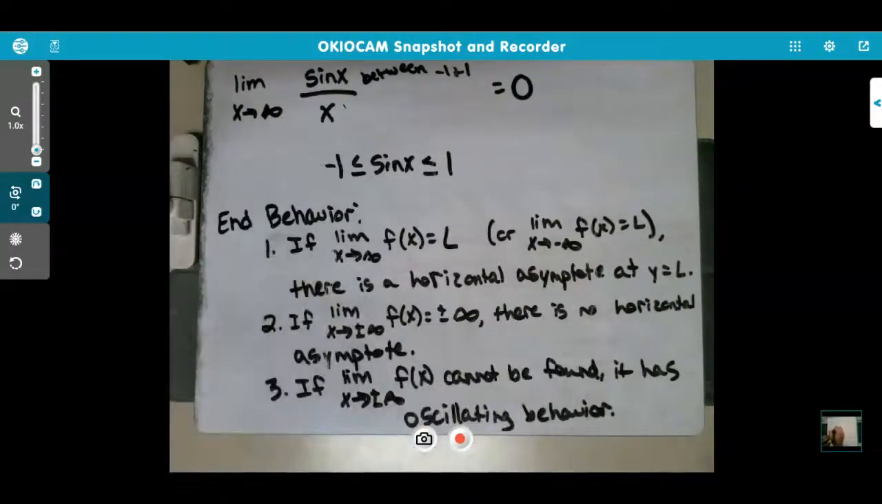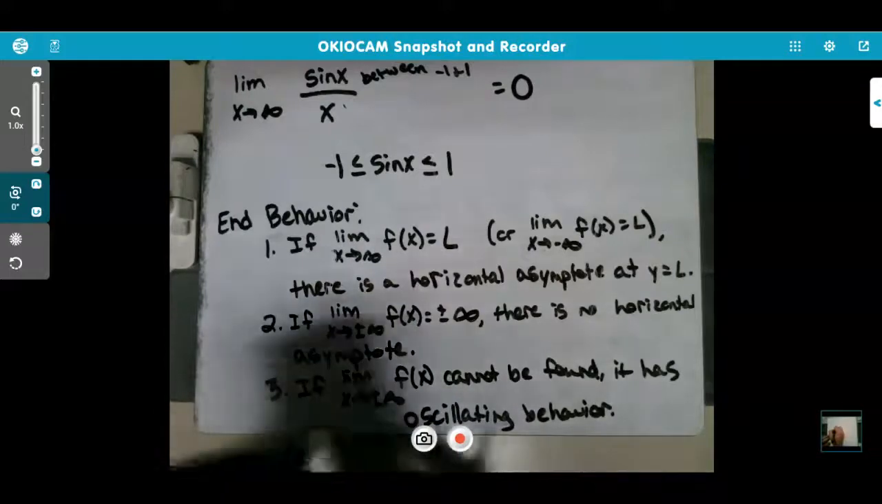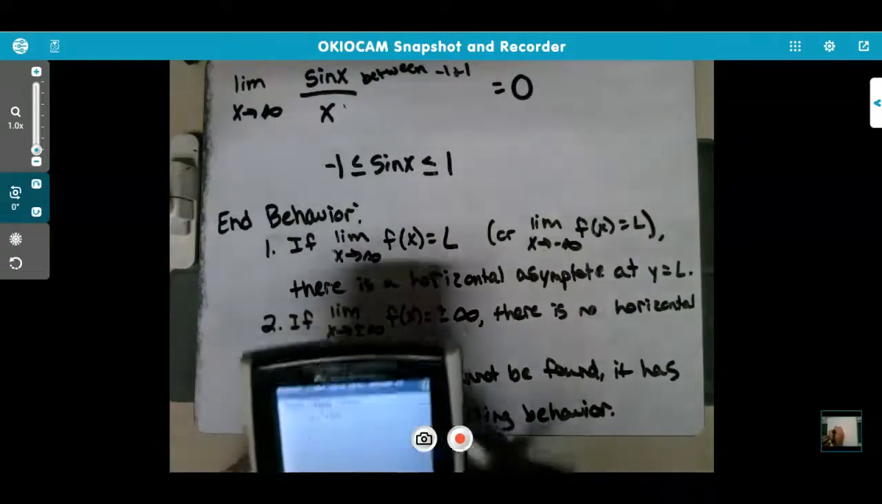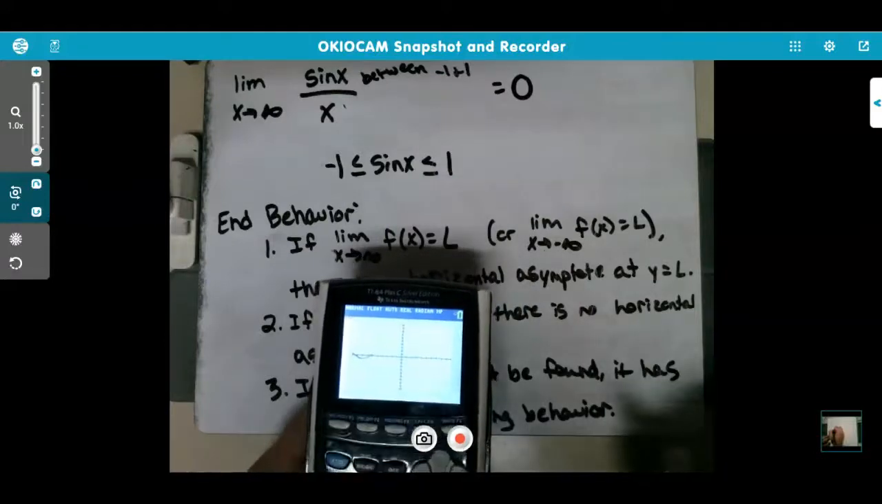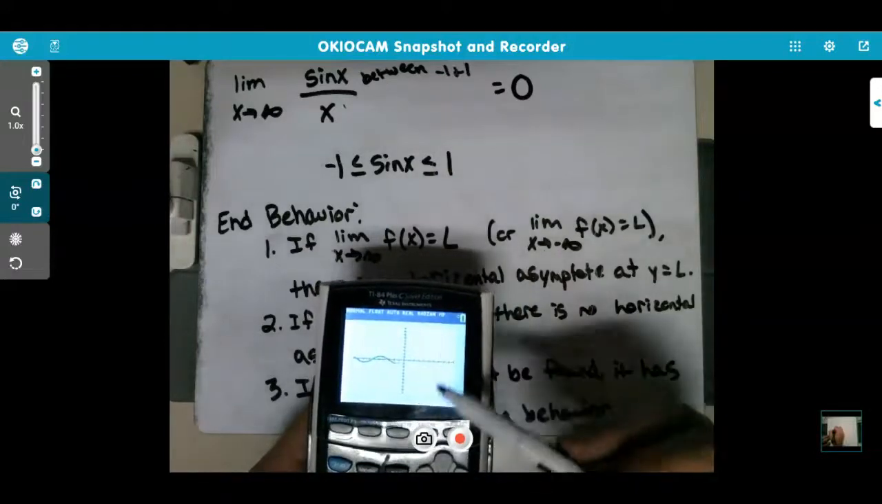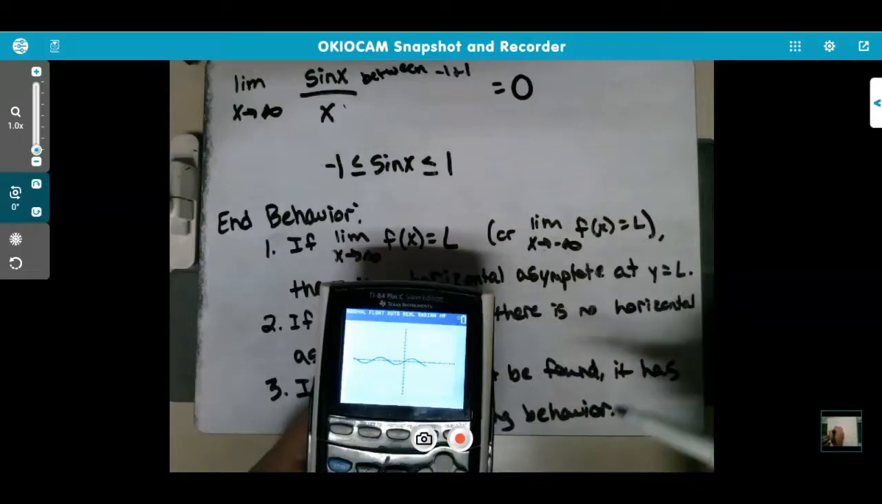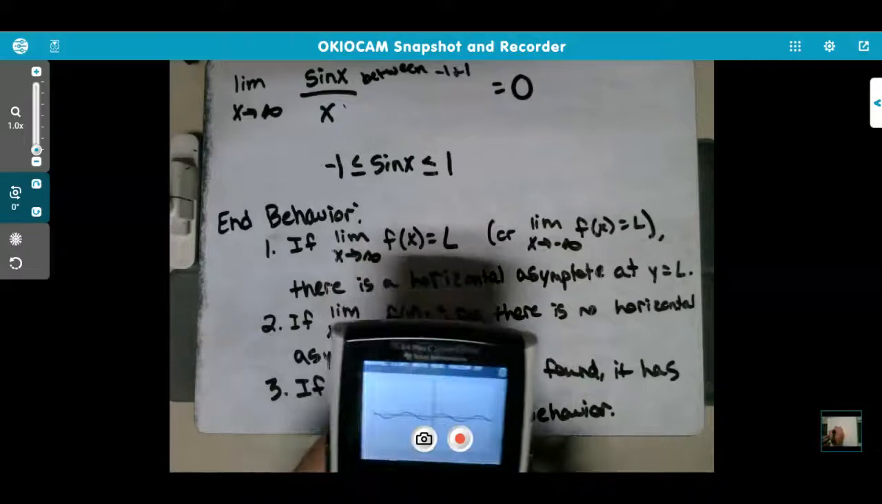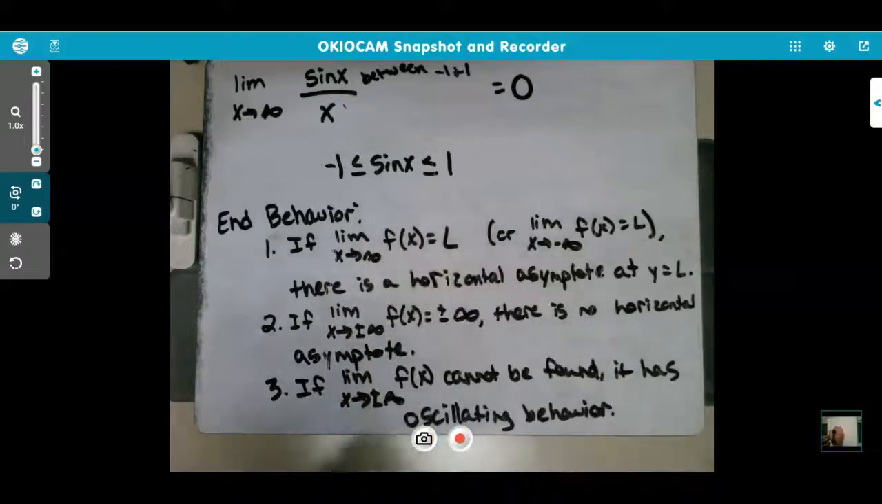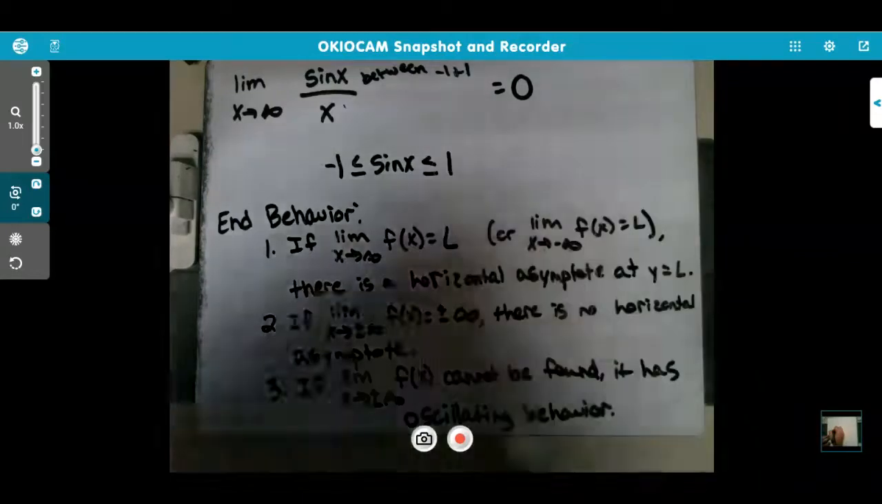And you can tell that if we graph the sine function. If we look at sine of x, it has this graph right here, which means it's just going up and down, up and down, up and down forever and ever. So that's kind of like what sine does. So let's look at some examples of determining the end behavior.